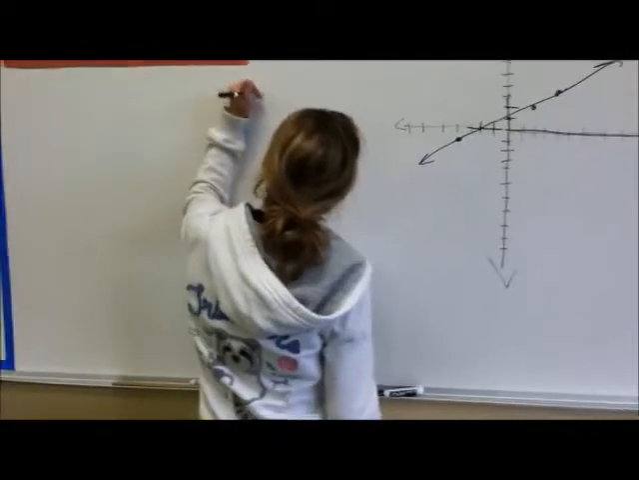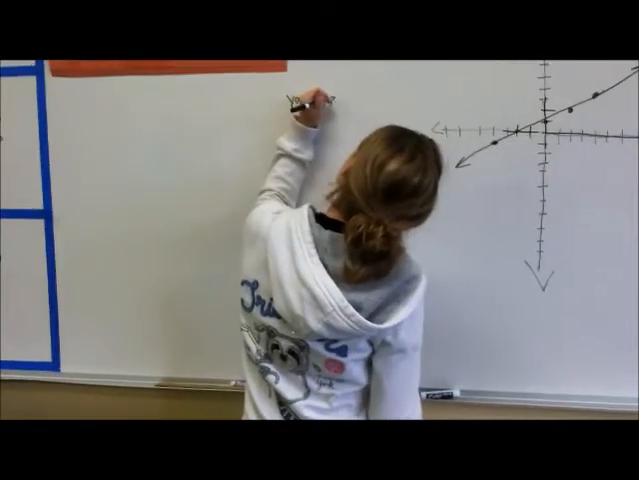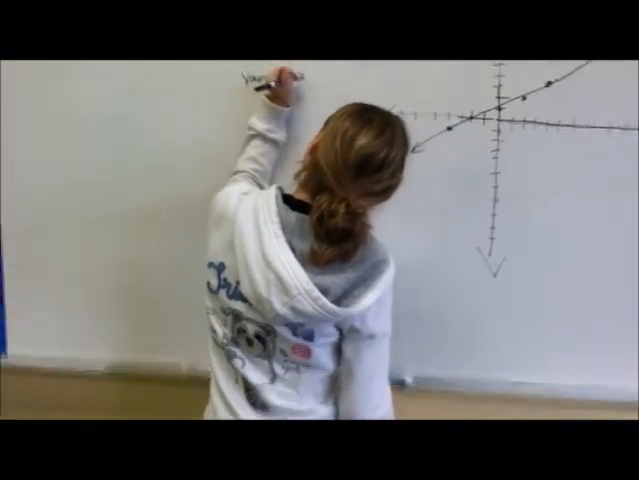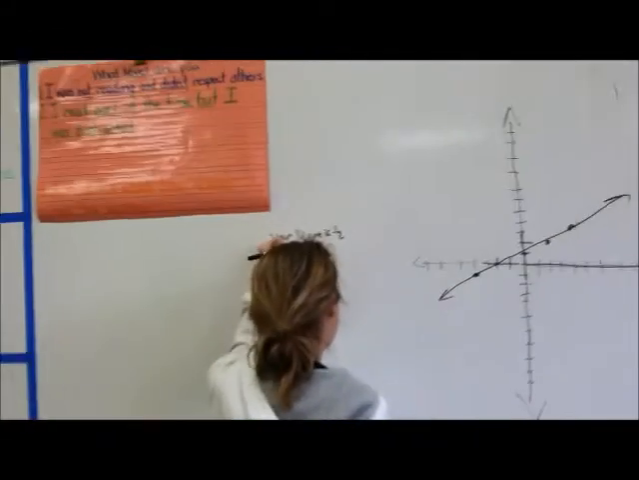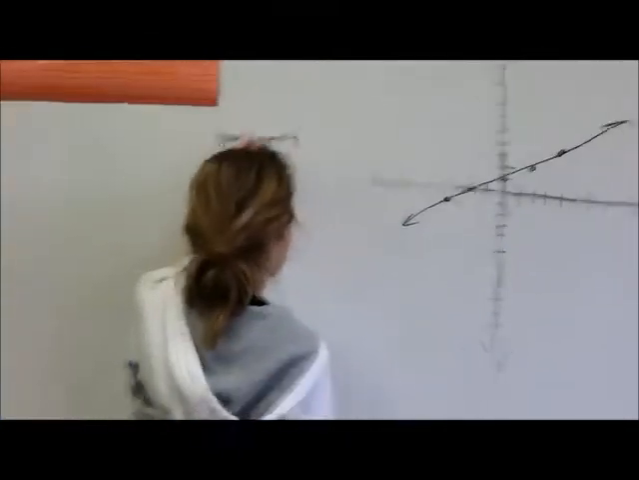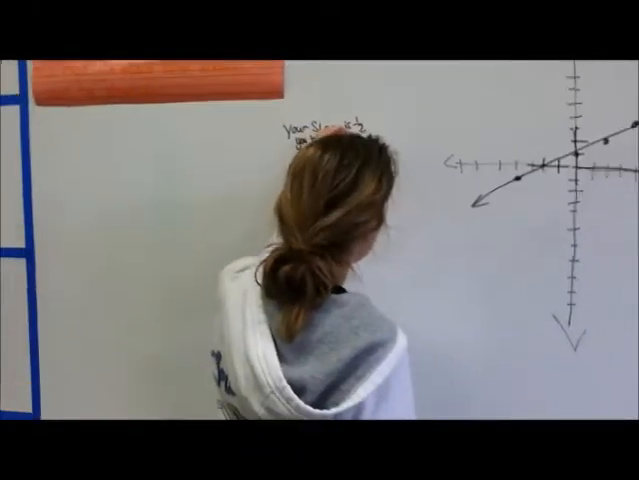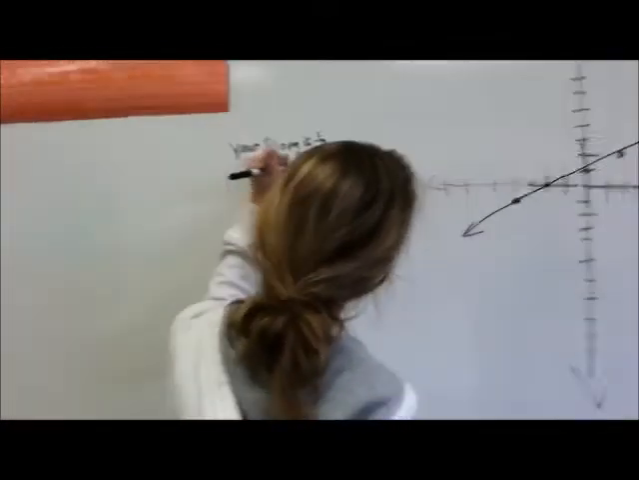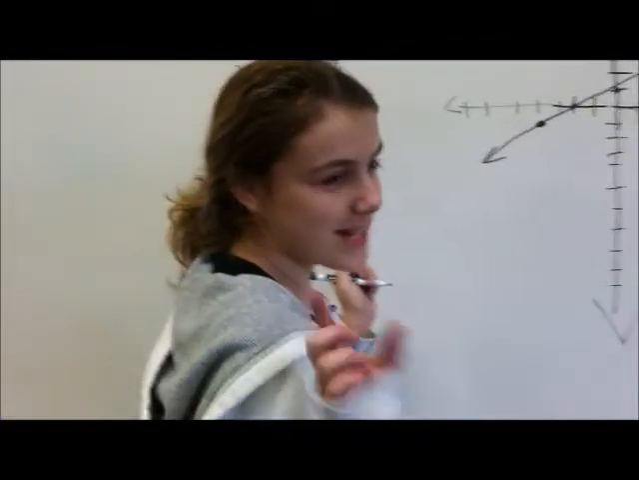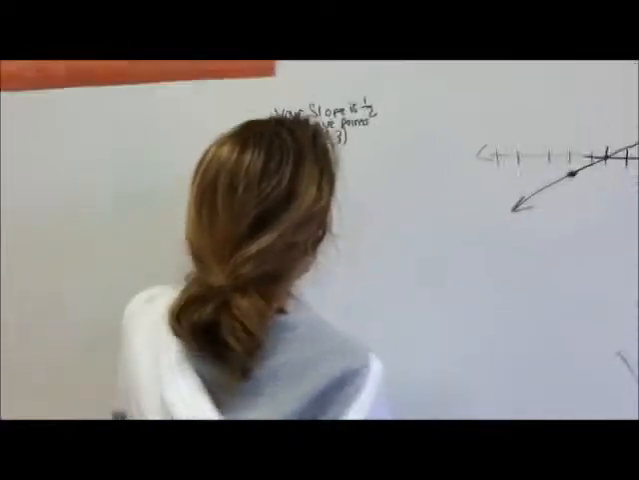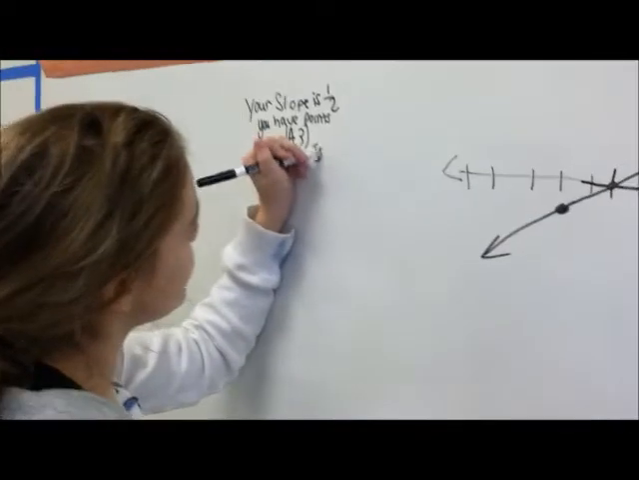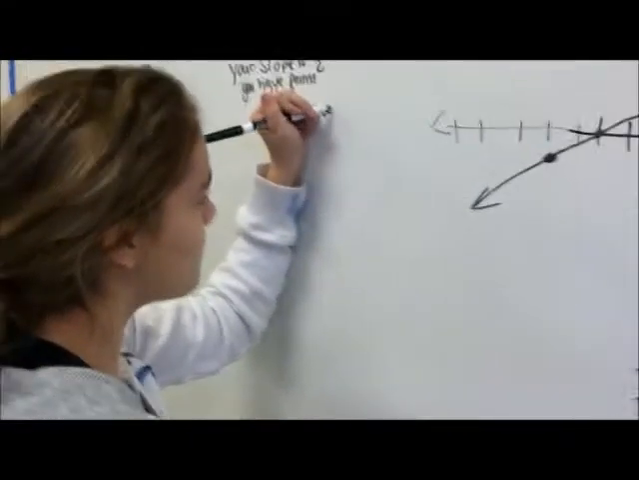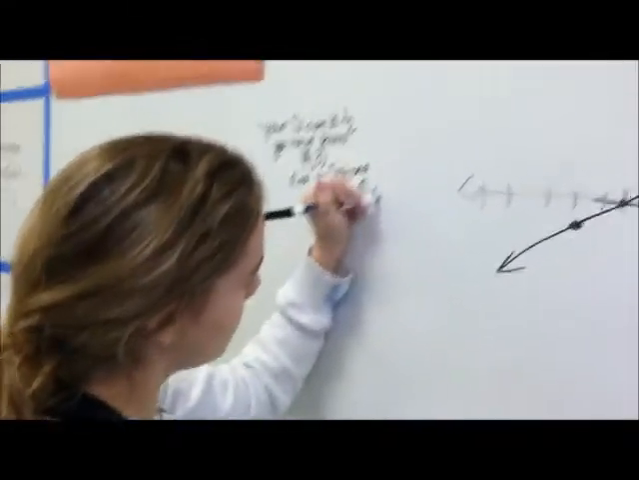Your slope is 1/2. You have the point, let's just say, 4, 3. Not 4/3, that's a fraction. And find y-intercept. Spelled wrong.